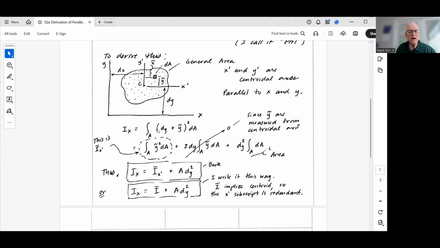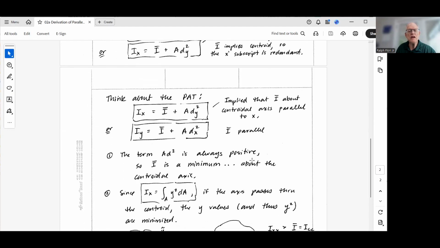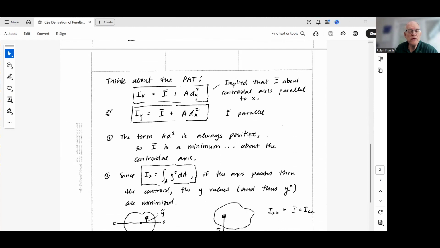And the dy squared, you would just call that d squared, or distance squared. If you look at this formula, the term A d squared is always positive. So I bar is a minimum, and as you move away from the centroidal axis, the I about those axes gets larger. Again, the A d squared term is a transfer term. It gets larger.